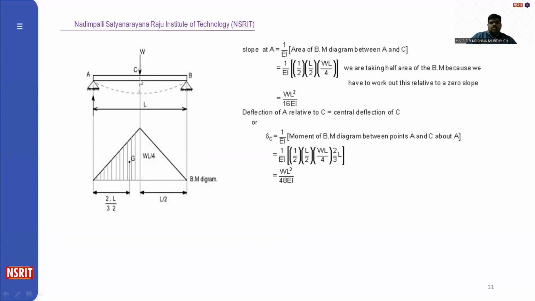So with respect to A to C, we get the central deflection. So delta C is equal to 1 by EI, moment of the bending moment diagram between points A and C about A. So 1 by EI, same above value. So we'll get it as WL cube by 48 EI. So these are the two important cases with respect to point load.